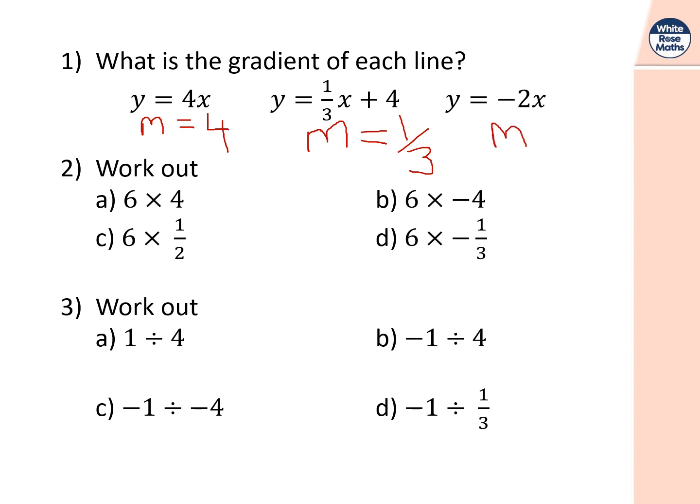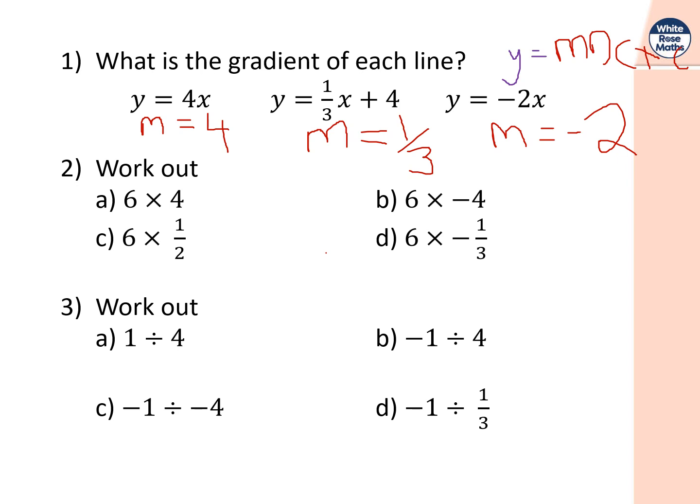And for this one, m is equal to -2. Remember that the line is in the form y = mx + c, where m is your gradient and c is your y-intercept. Remember it's in this form, guys. Sorry about my handwriting there. So y is equal to mx plus c.